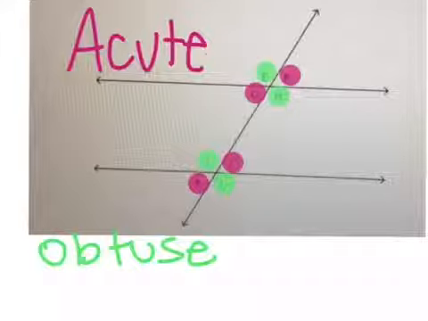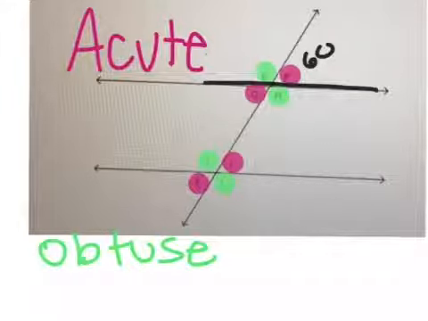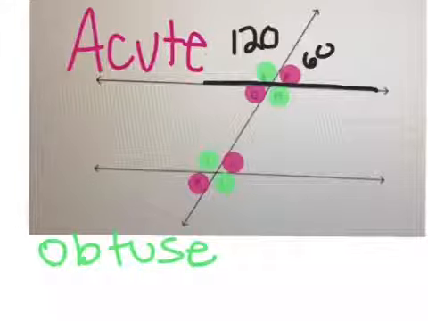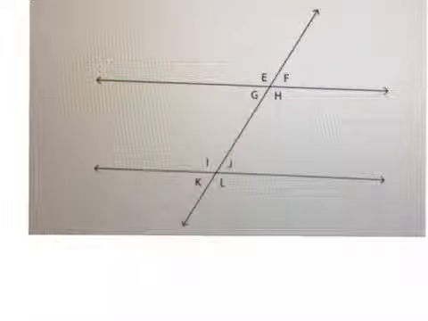So if I told you that F was 60 degrees, all the pink angles would be 60 degrees. If F is 60 degrees, E is its supplementary angle, and so 180 minus 60, I'm hoping you say, is 120. So all the green angles would then be 120. So when you know one angle in this diagram, you actually know them all.